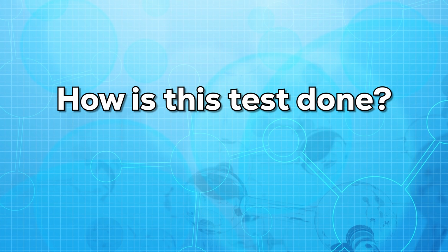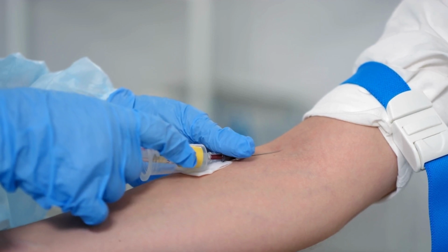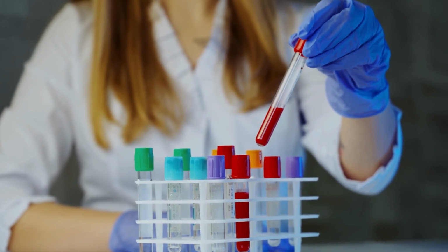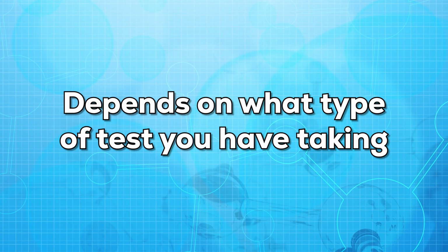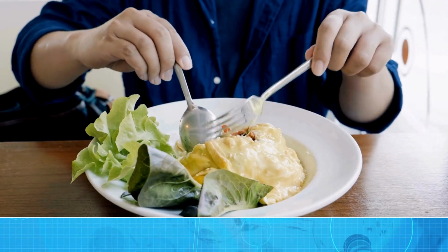So how is this test done? For this test, a small sample of blood is withdrawn from the vein of your arm. The sample is then collected and sent to the lab. The results are pretty quick and come within a day. So, do you need any preparations for the test? Preparations for this test depend on the type of test that you are taking. If you are taking the fasting blood sugar test, it requires you to fast for at least 8 hours before the test. Random blood sugar test requires no preparation, can be done any time of the day. And the blood sugar test is done right after 2 hours of food intake. So, depending on the type of test that you are taking, you can prepare yourself.